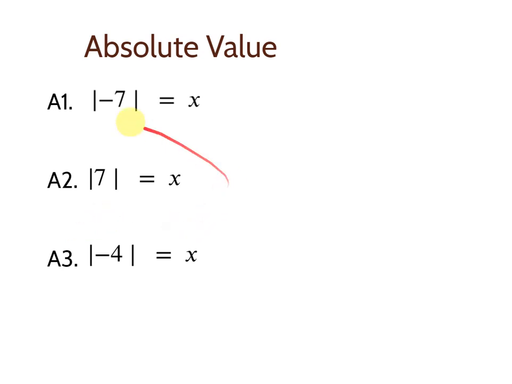Okay, awesome. Hopefully you did that. Hopefully you found out that the absolute value of negative 7 is going to be 7 because negative 7 is 7 away from 0. The absolute value of 7 is also going to be 7 because it's 7 away from 0. And the absolute value of negative 4 is going to be 4 because it's 4 away from 0.